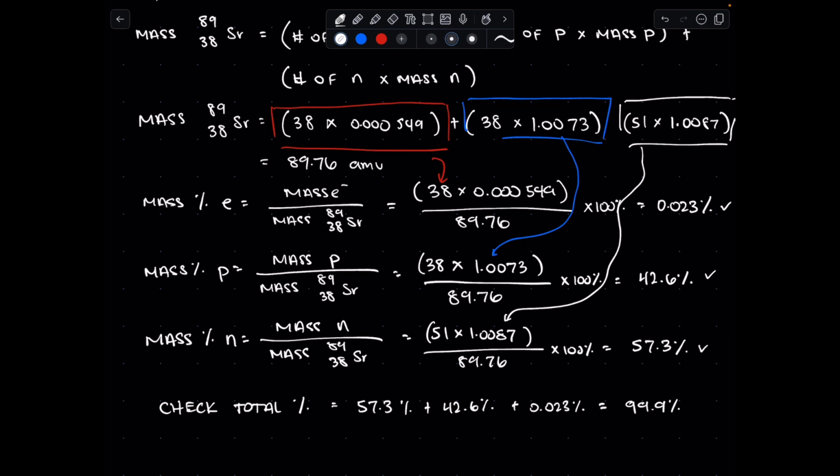So from here, we were able to determine our mass percent of our electrons, which is equal to 0.023%, the mass of our protons, which is equal to 42.6%, and finally the mass of our neutrons, which is equal to 57.3%.